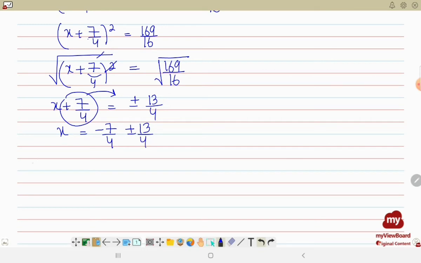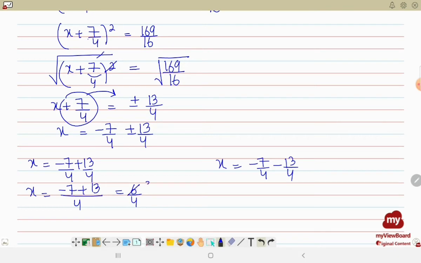So these are two fractions, we'll make them a single fraction. We'll write it once with the plus sign and then with the minus sign. Here it will be 6 by 4 and that is 3 by 2. So we got one root, one answer. And for the other one, again we are having minus 7 minus 13, which becomes minus 20 by 4, and it will be minus 5.